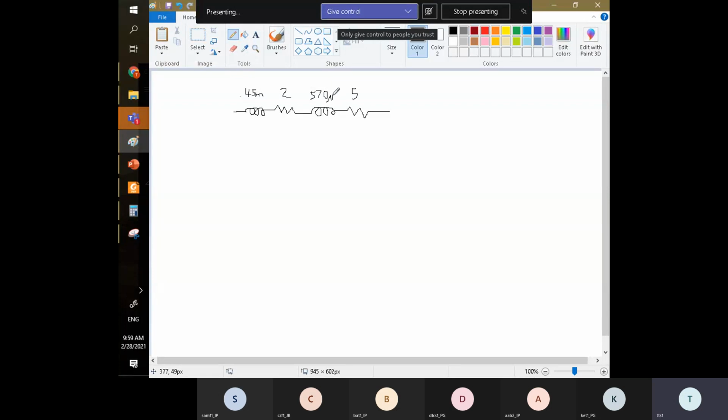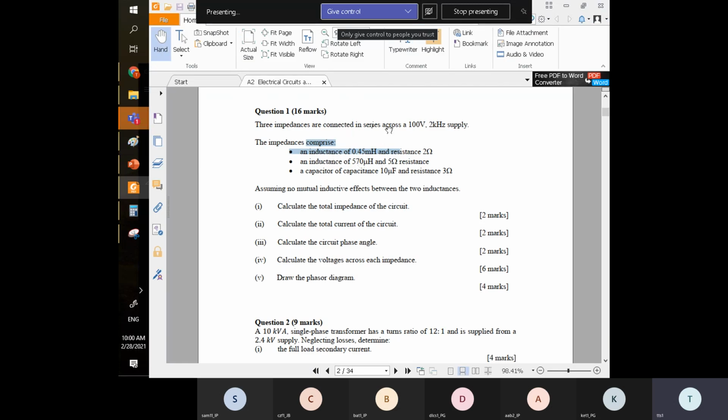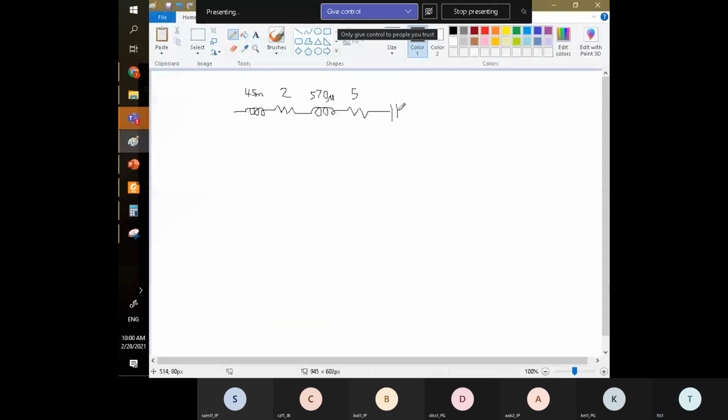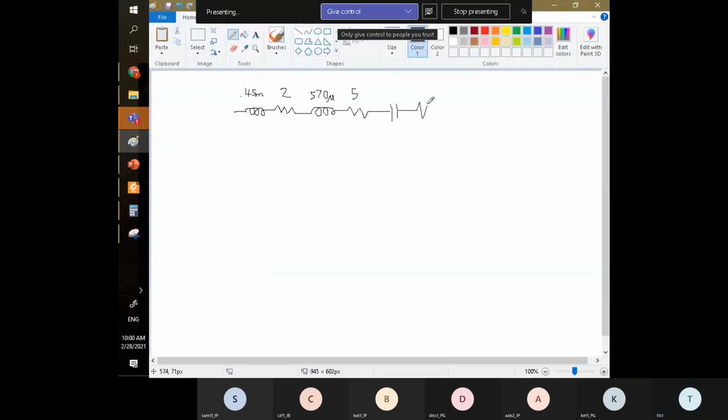Micro. Be careful, this is micro. Another component connected in series is a capacitor and the resistance of 3 ohm. 3 ohm here. Here is 10 micro. Be careful about the micro sign here.